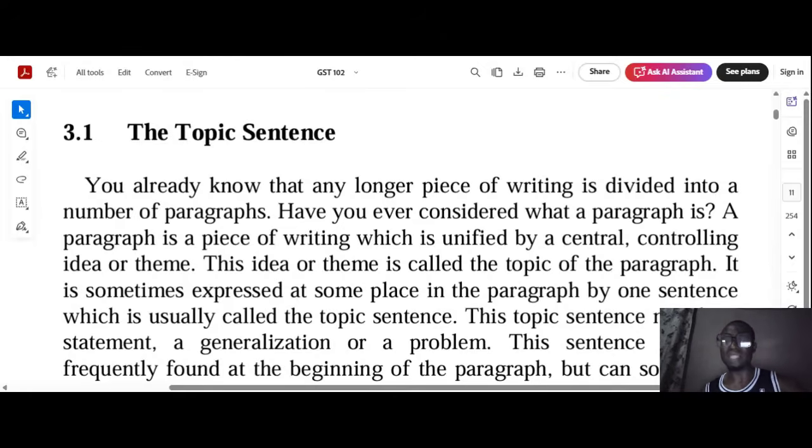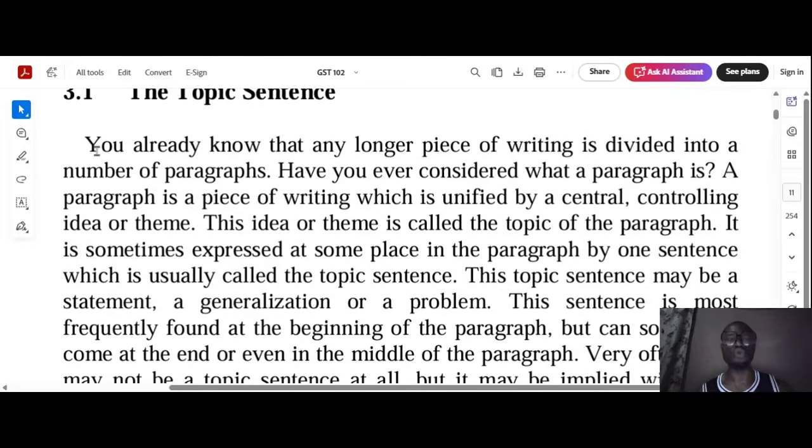You already know that any longer piece of writing is divided into a number of paragraphs. That means once what I want to write is going to contain more than one idea and it's going to be very long, I will no longer be able to write it into one single box because the box is very small. So I will need to divide it into a number of paragraphs. That means one paragraph, one idea. The number of ideas I have that I want to pass in that piece of writing will determine how many paragraphs I will form. Have you ever considered what a paragraph is?